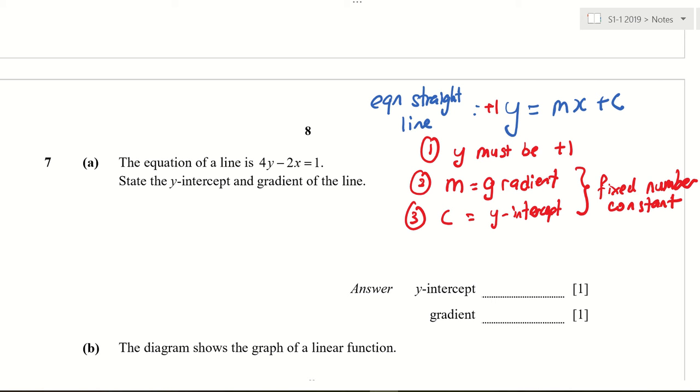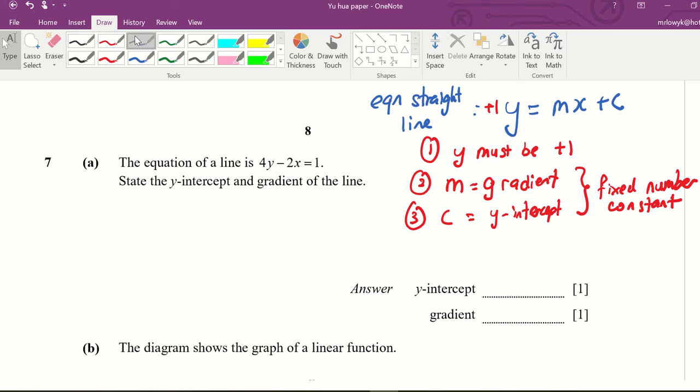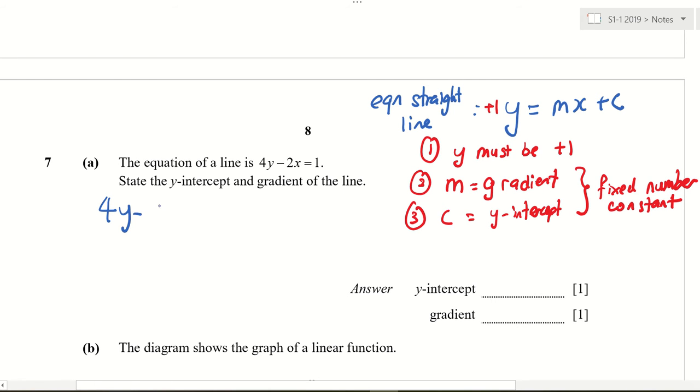Now let's try. 4y minus 2x. How do I change? Jesse, what will you do? So the idea is I want y and then the x on the other side. So the minus 2x is on the same side. I want this minus 2x on the other side. So both sides must do what? Plus 2x. So can you write down 4y equals to 2x plus 1.